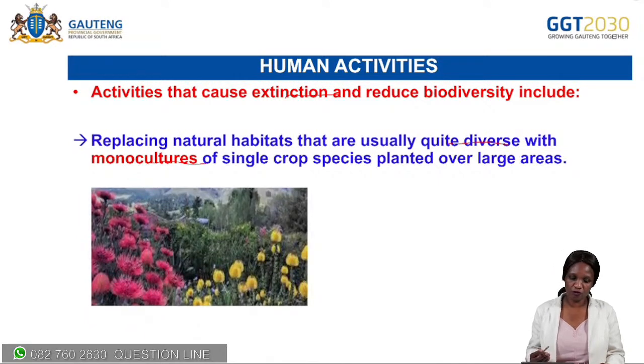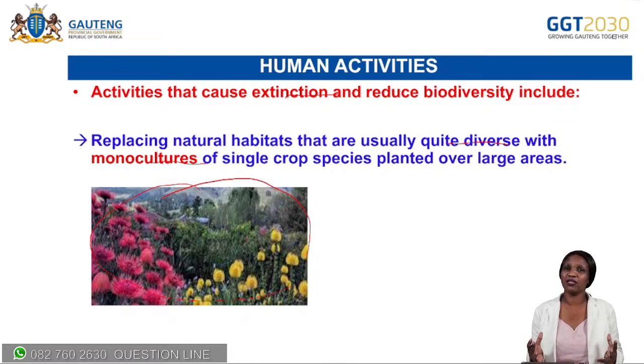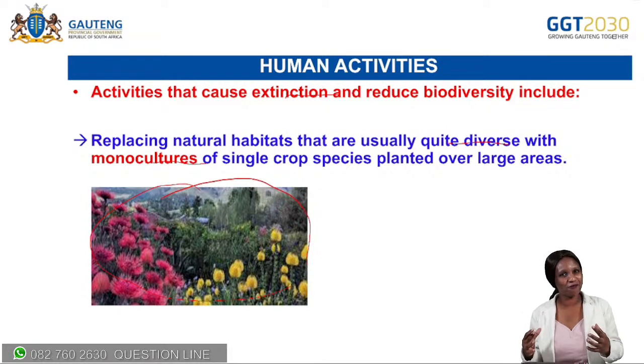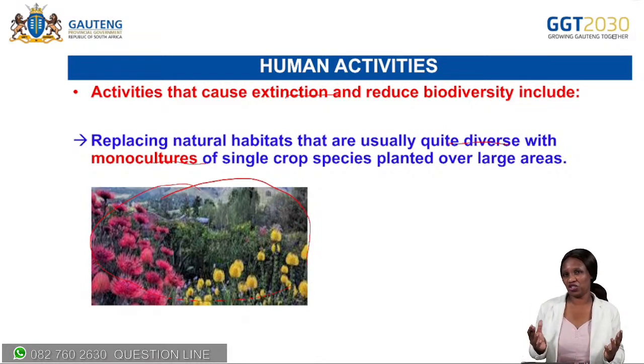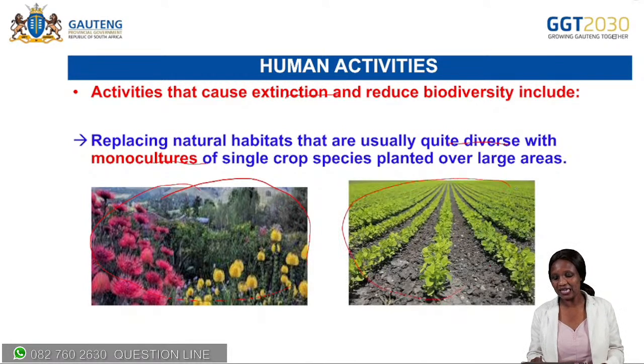For example, we've got botanical gardens. What are botanical gardens for? Botanical gardens are there so that we protect, we manage, we conserve the diverse species of plants. Okay. Rather than having monoculture, because having monoculture, we are having a single crop species like this picture here.